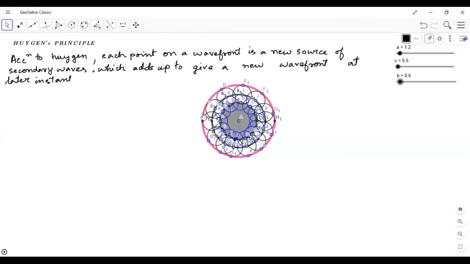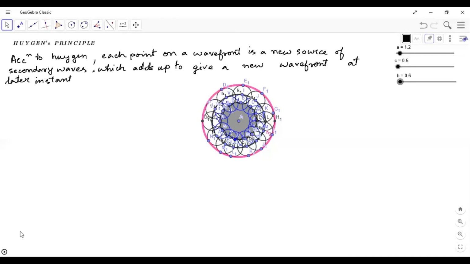This pink circle which you see is telling us that light has moved from this dark black circle to this pink circle. That means this is our first wavefront, this is our second wavefront, and this is our third wavefront. So in this way, light propagates. With the help of wave theory and this Huygens principle, we are able to understand how light propagates in any medium.